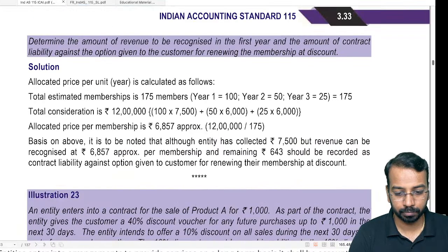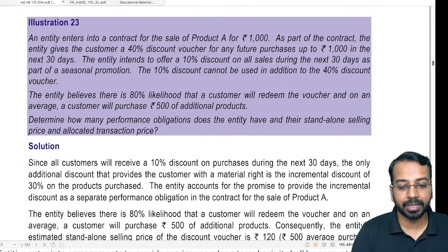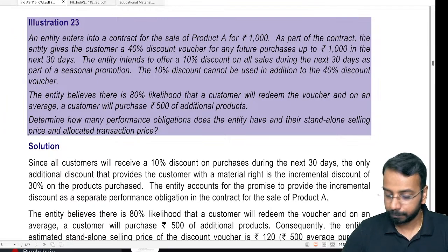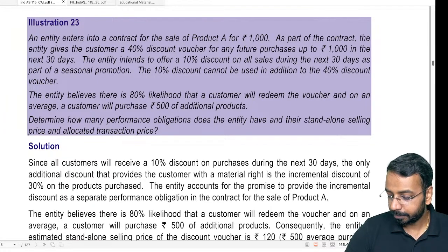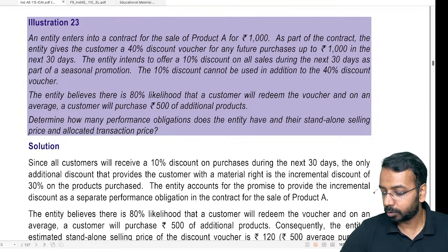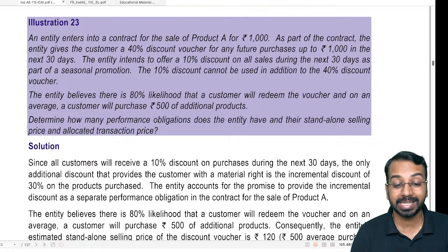An entity enters into a contract for the sale of product A for 1000. As a part of the contract, the entity gives the customer a 40% discount voucher. So let me just note down here. So product A is for 1000. Then you get a 40% discount voucher on any future purchase up to 1000. Up to 1000, whatever you purchase, you will get 40% discount voucher in the next 30 days.